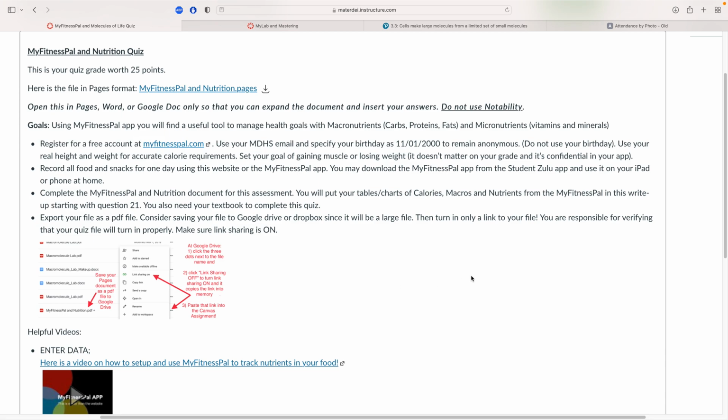So please check this out. We're going to go into this. Notice you're not going to use Notability. You're going to use Pages because you can expand it and you're going to insert different pictures. So that's what we got going on next week.